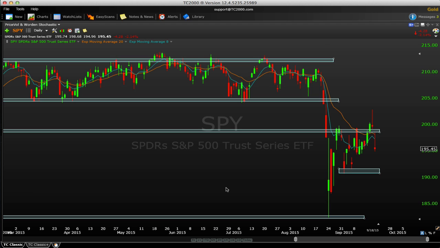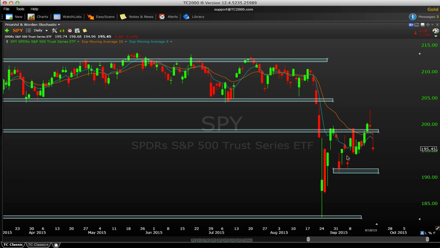Now, before we look too closely at the SPY chart, I want to remind everyone that it did go ex-dividend on Friday. That means that this chart is skewed a little bit more to the downside because of that dividend. It's a little over $1. So this chart looks a little more pessimistic than it otherwise should.